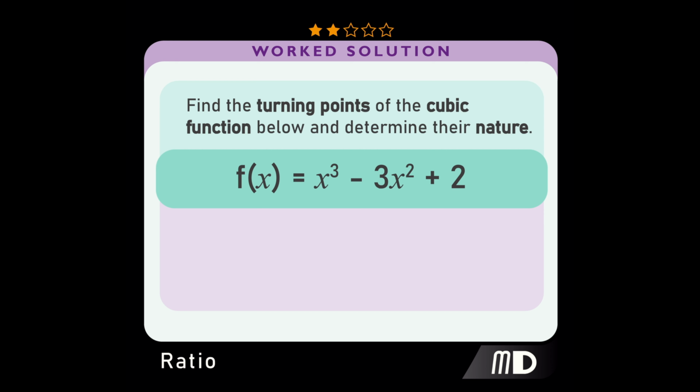A cubic function is a polynomial function of degree 3. The graph of a cubic function can have two turning points. A turning point is a point on a graph where the function changes from increasing to decreasing, or vice versa. A turning point is also known as a stationary point.